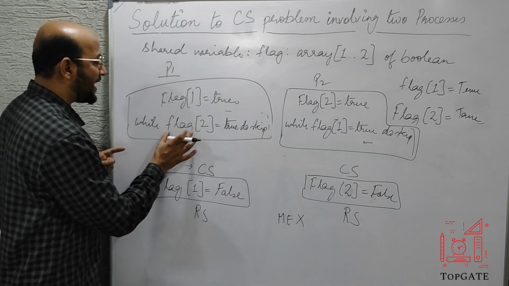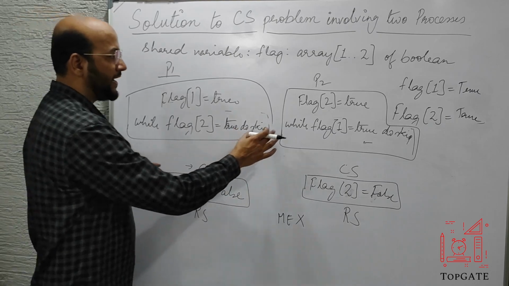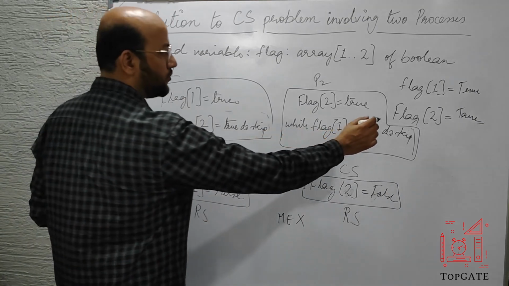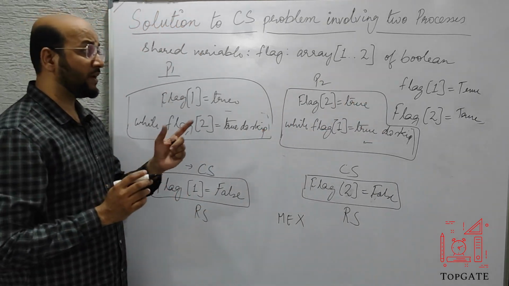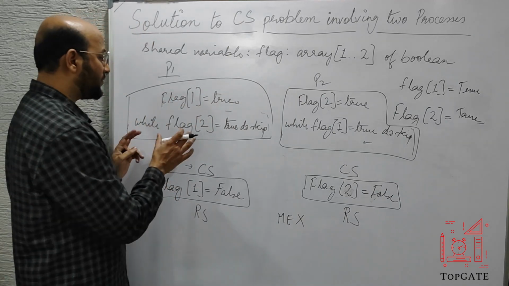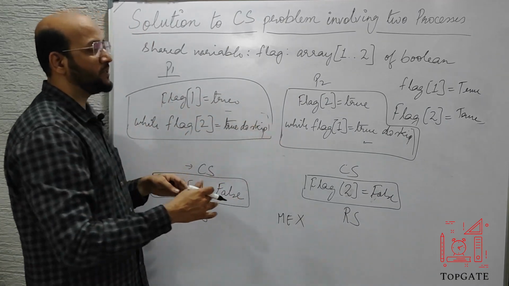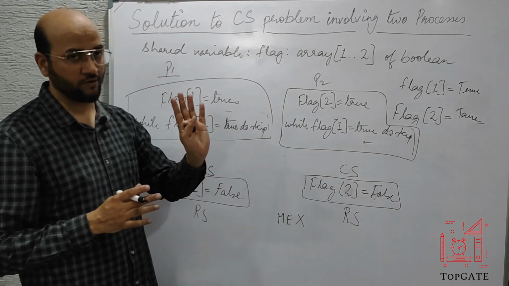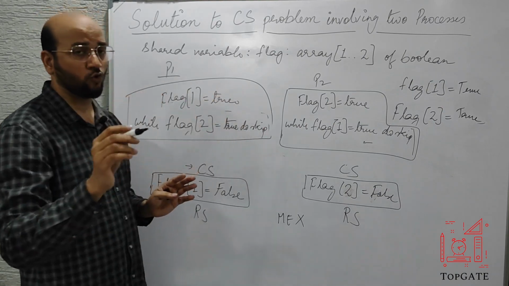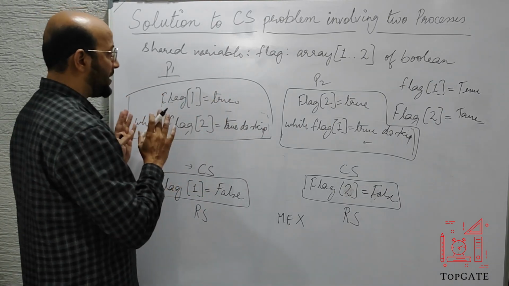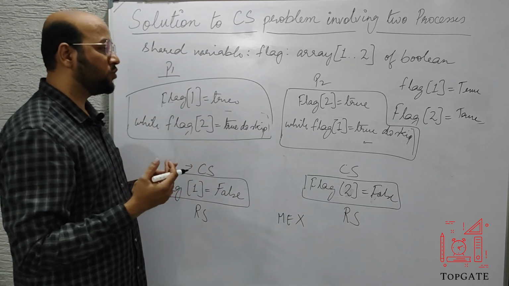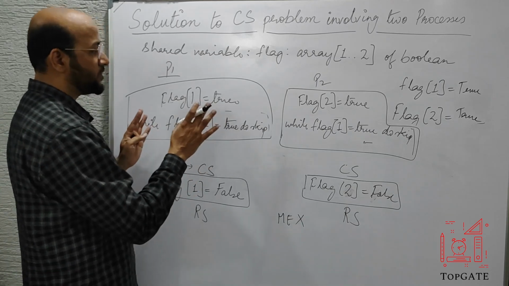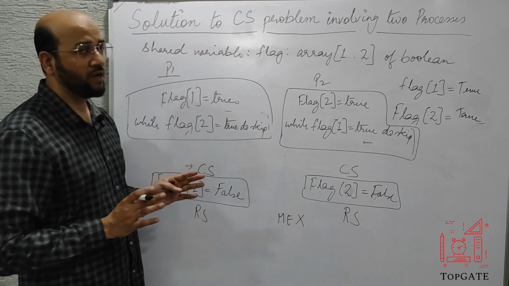P1 will execute while flag 2 is equal to true, do skip. P2 will execute while flag 1 is equal to true, do skip. And what is the value of flag 1 and flag 2? The values of flag 1 and flag 2 both are true right now. Therefore, both P1 and P2 will be stuck in the while loop. They'll continue to skip and they will not be allowed to move to the critical section. Why? Because the values of flag 1 and flag 2 both are set to true. Hence, the system is not able to make progress. It will be stuck at this moment and no one will be able to go to the critical section.